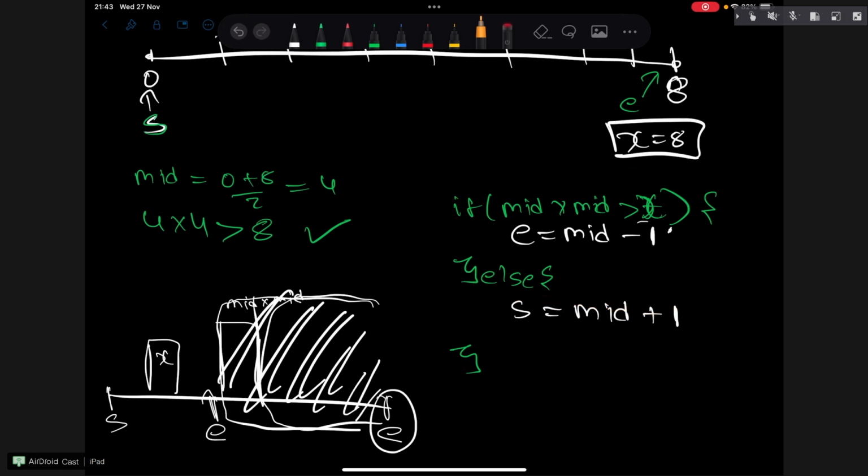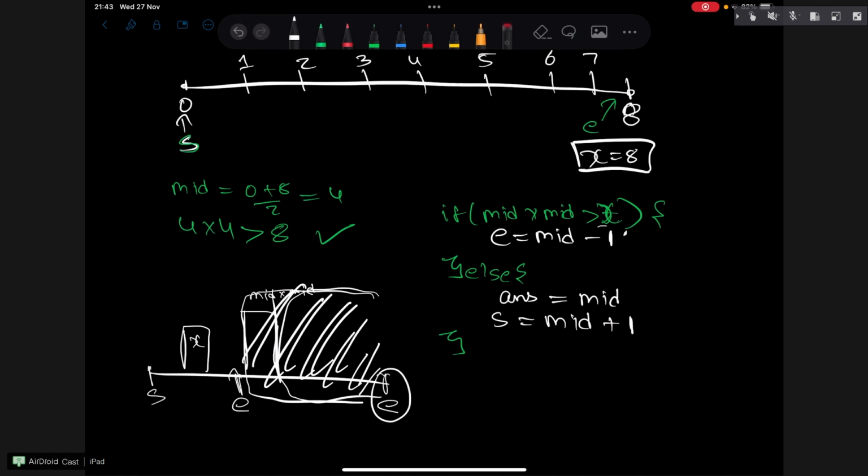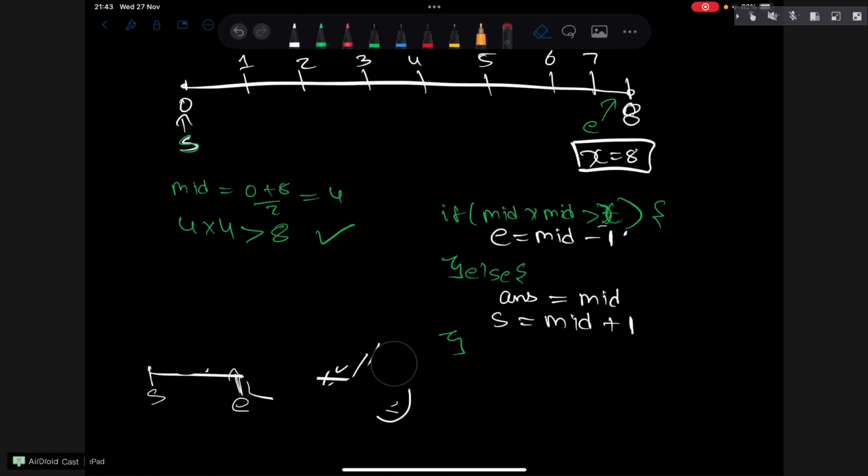So before saying s is equal to mid plus 1, we are going to capture it in a variable answer, and this answer can be mid. So this mid can be our answer. Let's do a dry run on this same thing.